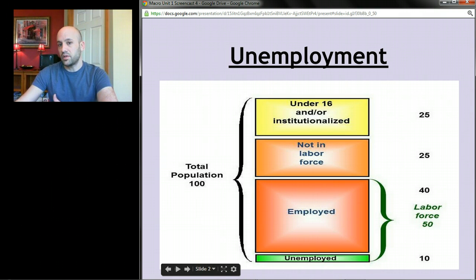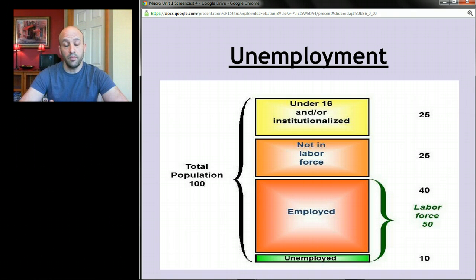And the way they distinguish these things is through telephone surveys. Every month they call, I think, 30,000 people and they ask them basically two questions. They say, do you have a job? And if you say yes, you are counted in the employed box. If you say no, they ask you a second question. They say, have you been looking for a job? If you've been looking for a job, then you're considered unemployed. If you say you haven't been looking for a job, it means that you're in either one of two boxes: this orange box, not in the labor force, or the yellow box, under 16 and/or institutionalized.